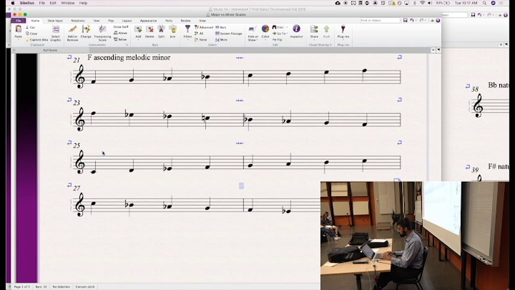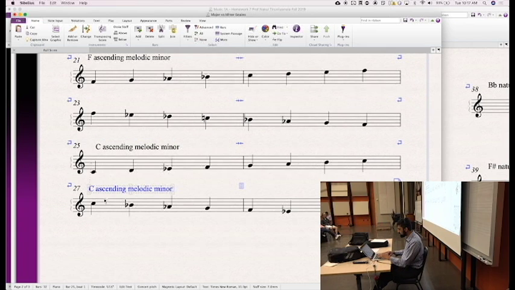Okay, so this right here is C ascending melodic minor. This right here is C descending melodic minor, which is the same thing as natural minor. Okay?